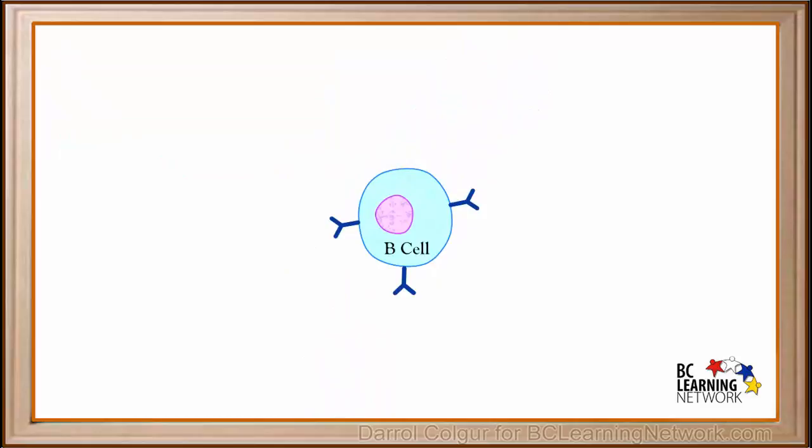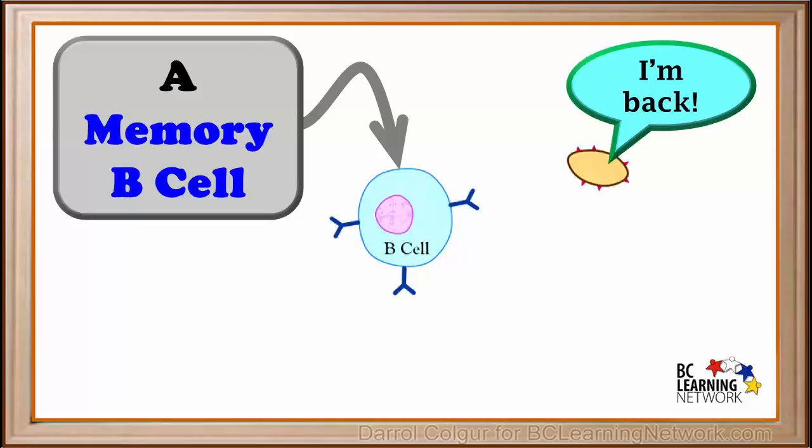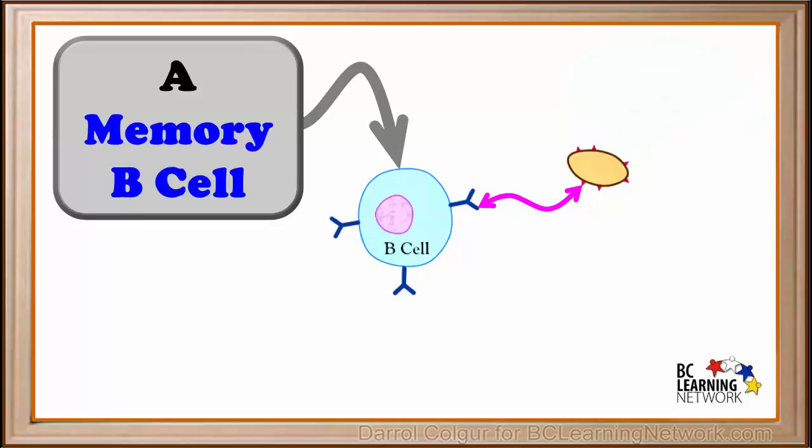Most of these particular B cells that were made will self-destruct once the immune response is over and the antigens have been destroyed. However, a few B cells of this variety will remain in the body for a long time. These are called memory B cells. So if that same antigen ever enters our body again at a later time, we already have some B cells that have just the right receptors to attach to it and disable it before it does any harm.